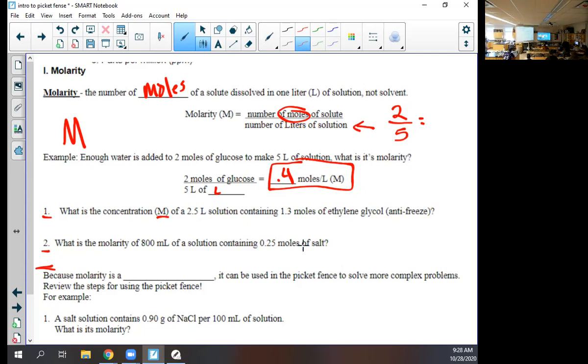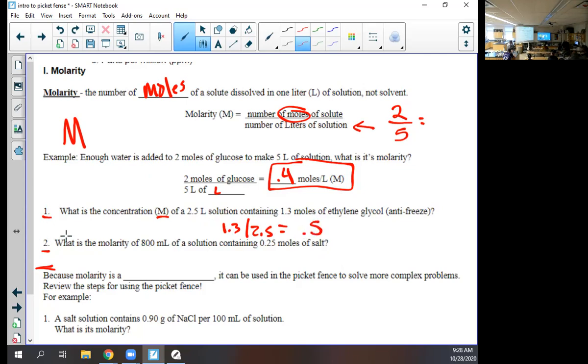Okay, so the setup, if I give you moles and volume and ask for molarity, it's pretty easy. 1.3 over 2.5. Who had that setup? No? Did you take 1.3 and divide it by 2.5? All right, that was a good stretch. Okay, and I'm just going to say that's around 0.5.